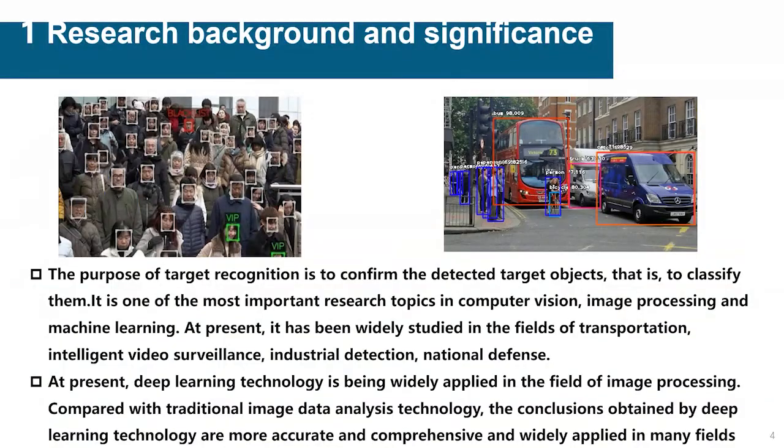Research background and significance. The purpose of target recognition is to confirm the detected target objects and classify them. It is one of the most important research topics in computer vision, image processing, and machine learning. At present, it is widely studied in the fields of transportation, intelligent video surveillance, industry detection, national defense.